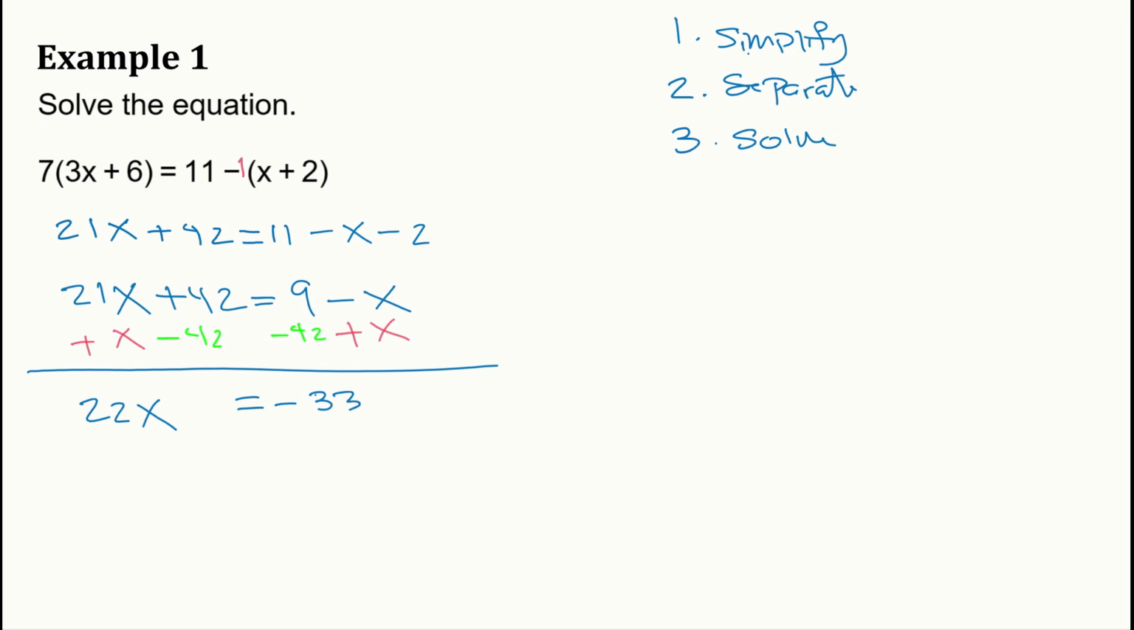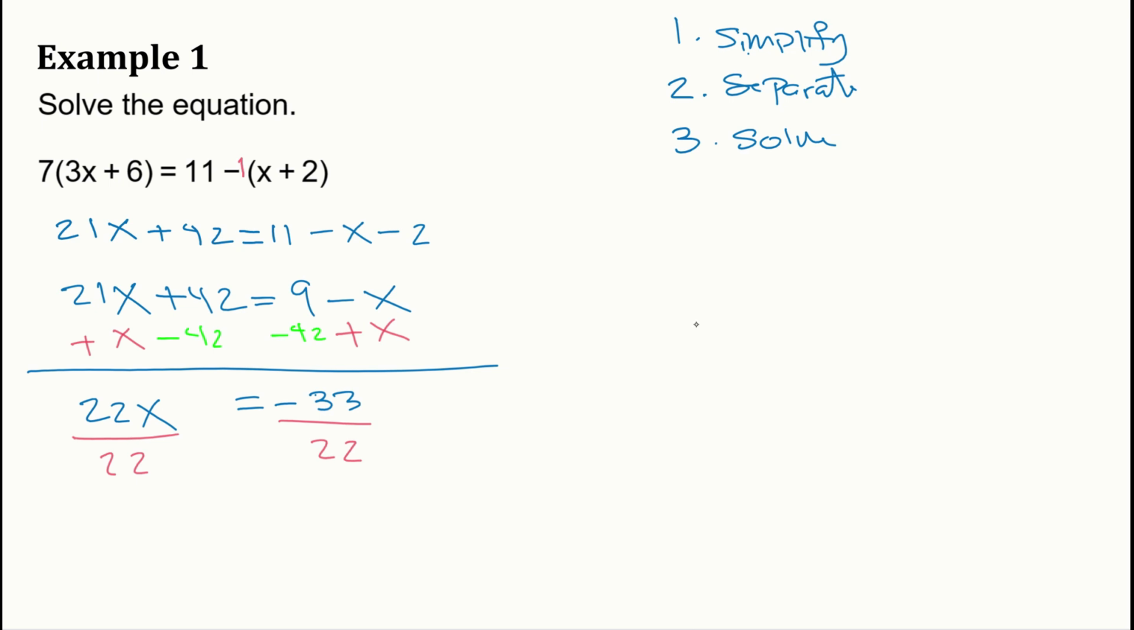So now we're going to apply the division property of equality by dividing both sides by 22 so that we can isolate the x, and we'll be almost done at that stage. So we go ahead and divide both sides by 22.